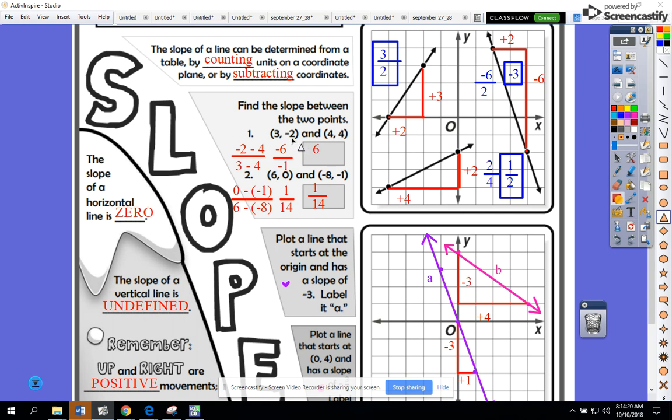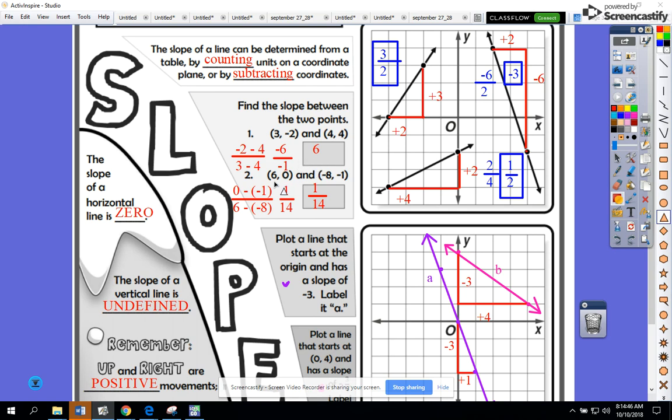So if I take my y values, which are -2 and 4, those represent the vertical change. So if I take those and I subtract them, -2 minus 4, I get -6. And then if I take my x values, which represent the horizontal change, I'm going to subtract those, 3 minus 4. And we get -6 over -1. And of course, if we reduce this, -6 divided by -1 is really just +6.